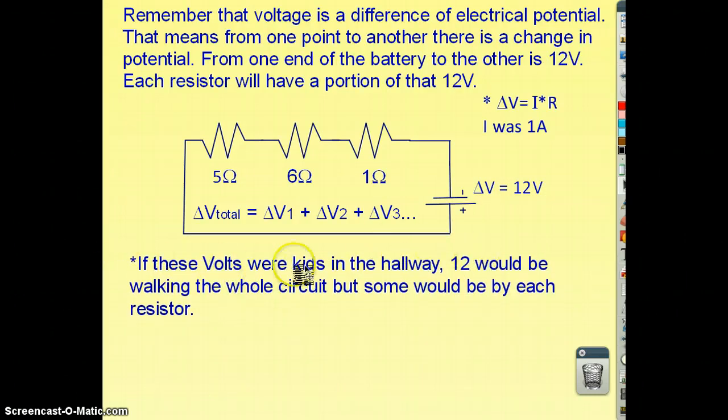You know, if the volts were kids in the hallway, 12 will be walking in the whole circuit, but each would be at a different resistor. It's kind of the way you think that it's going to be sharing unequally here.